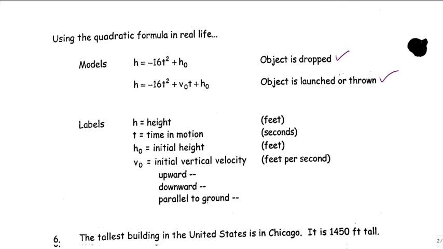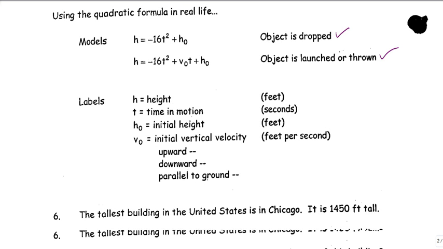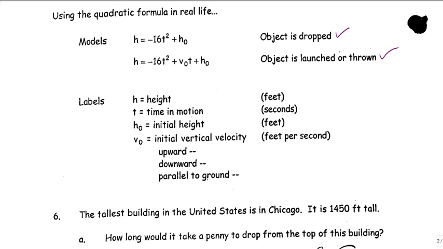Okay? Where, again, HO is your initial starting height, H is your final height. In this second equation for the launching or throwing, VO is your initial velocity, HO is your initial height. And this is all feet per second. If you are throwing it upward first, your velocity is positive. If you are throwing the object towards the ground already, your height's changing faster, your velocity is negative.